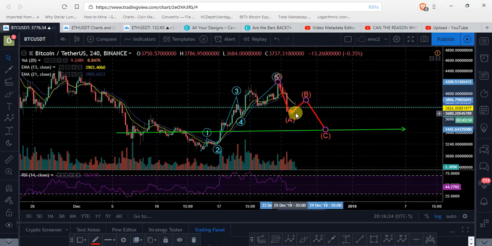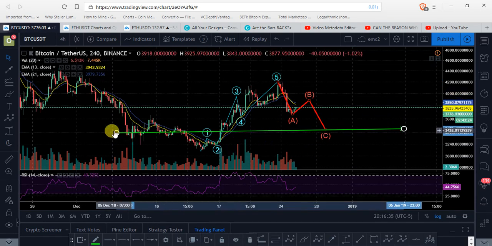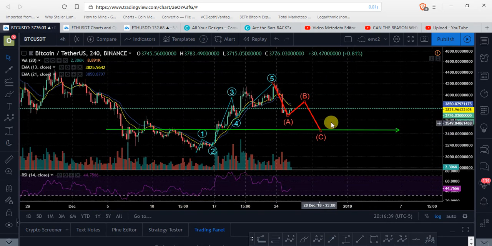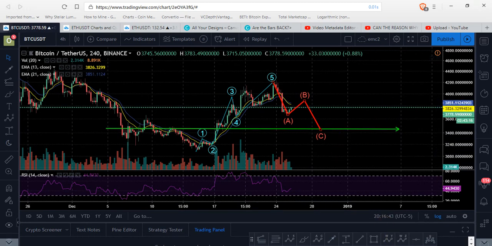And I'm going to explain what's going to happen if we retest this area. It's going to be bearish, and at the same time, at some point, it's going to be bullish. Even if we retest this area, it's not going to be that bad. The worst case scenario is that we have to stay above this area.